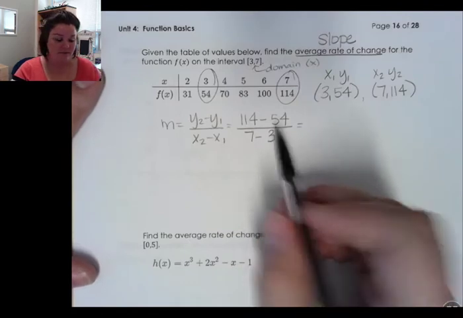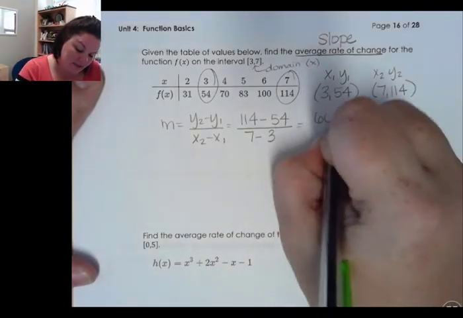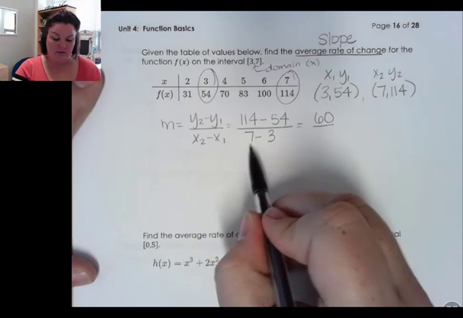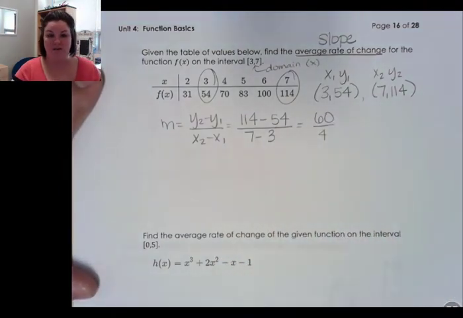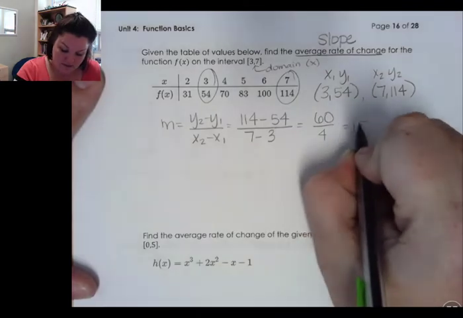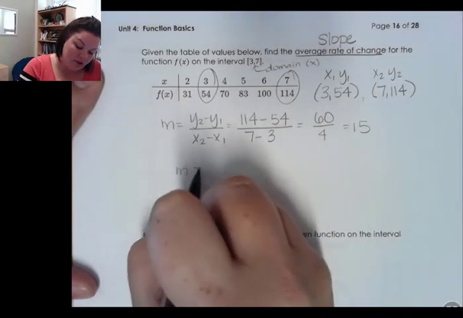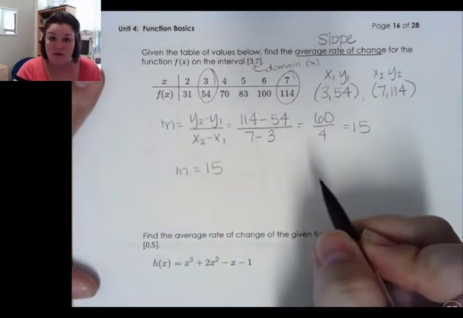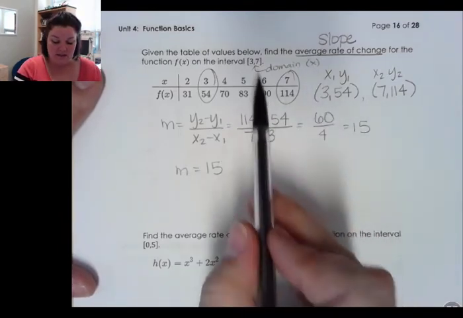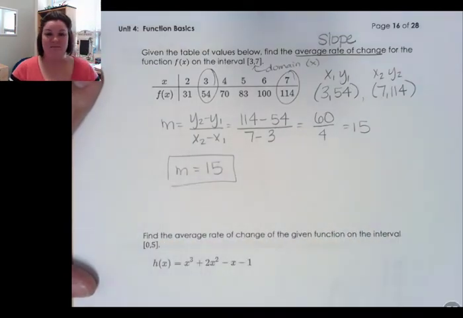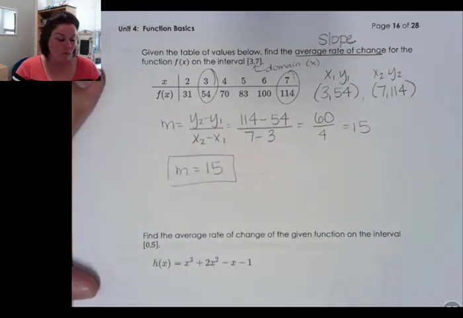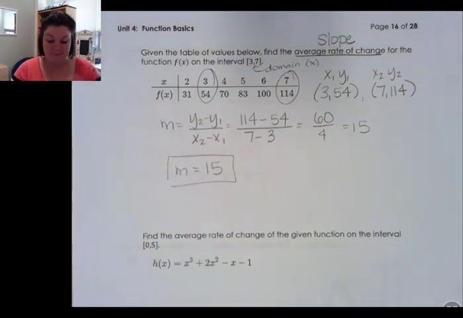114 minus 54 leaves me with 60, and 7 minus 3 leaves me with 4. And 60 divided by 4 is 15, which means that the rate of change, or the slope, of this function on this defined interval from 3 to 7 is 15. Okay? All right, let me look at one more, and then I'll have y'all try one.